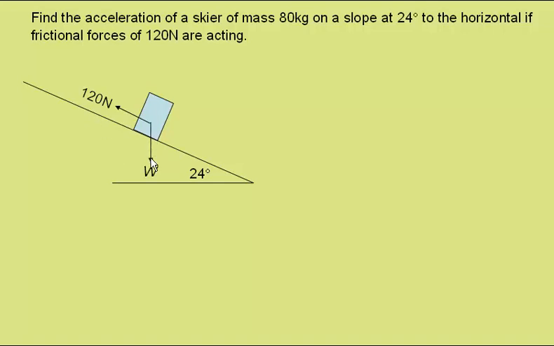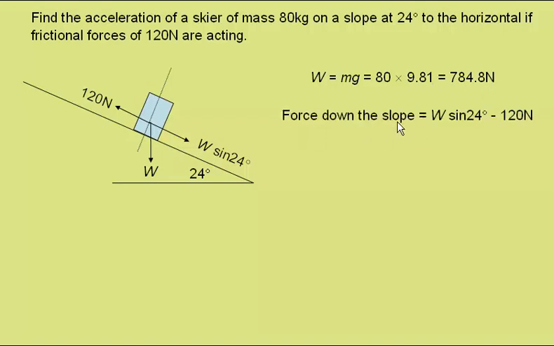The skier's weight will act vertically downwards, and I've drawn a normal to the slope. This angle here will be 24 degrees. We want to find the component of the weight W acting down the slope, that is resolving away from the 24 degrees, meaning this force will be W sine 24 degrees. But W is the weight, which is the mass times gravitational field strength, 80 kilograms times 9.81 newtons per kilogram from your datasheet, giving W equal to 784.8 newtons.